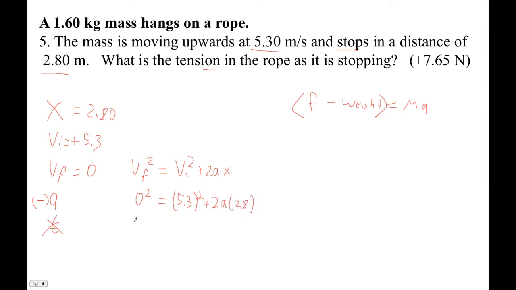Okay, so let's see. 5.3 squared is 28.09, so negative 28.09. I'm putting it on this side of the equation, is 2 times a times 2.8. Now we're going to take that and divide it by 2 times 2.8. And I get the acceleration is negative 5.0161, I'll say.